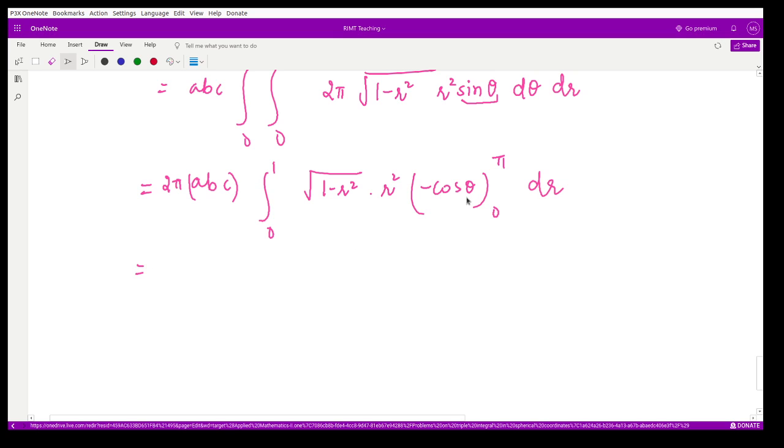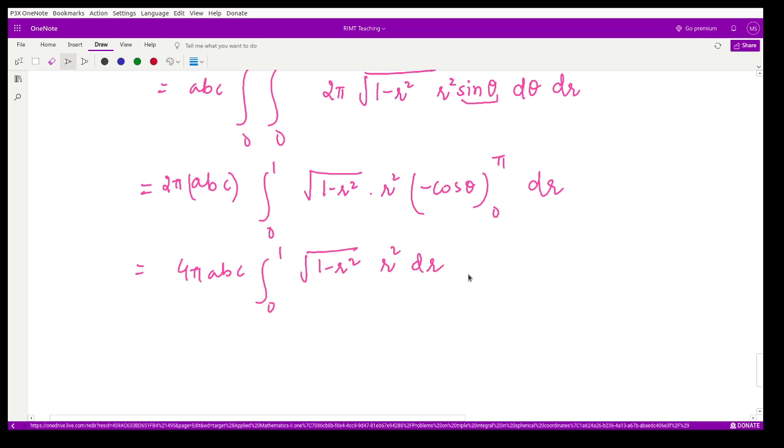cos of pi, that is equal to minus 1. So we have 1 and minus 1, right? So we have 2 here basically. Yes. So it would be 4 pi ABC integration from 0 to 1 square root of 1 minus r square dr.